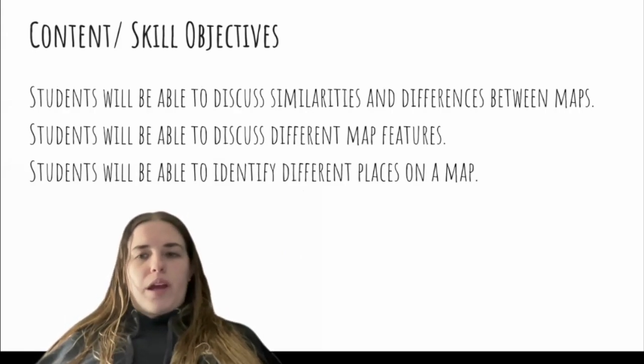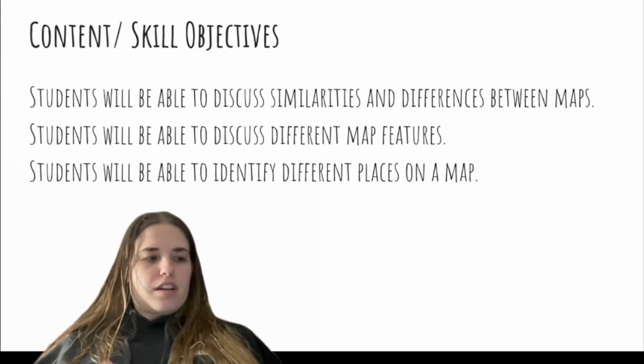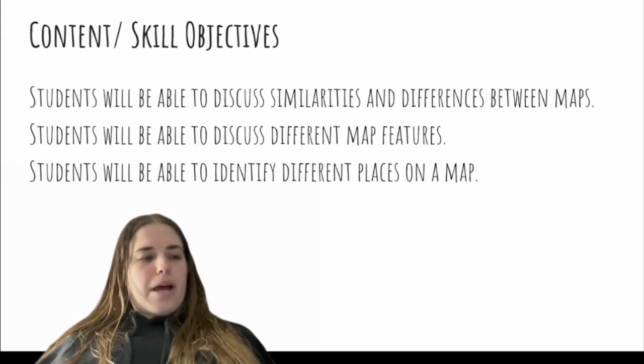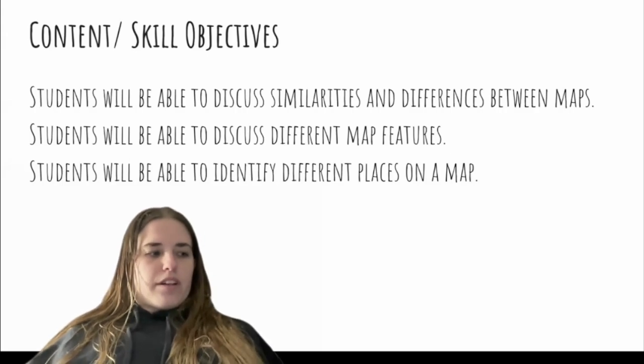Some of the key vocabulary that we are going to be learning and use throughout the lesson is cardinal directions, a legend, a compass rose, a map, the capital, a city, key, water, land, street, house, and store.